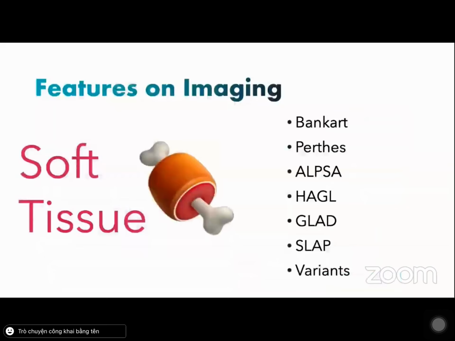Moving on to soft tissue abnormalities that can be seen on MRI. There are many different classically described injury patterns such as Bankart, Perthes, ALPSA, HAGL, GLAD, and SLAP. We will go through each of them, highlighting the specific differences. Finally, we will also show you some variants that might be pitfalls in diagnosing these abnormalities.